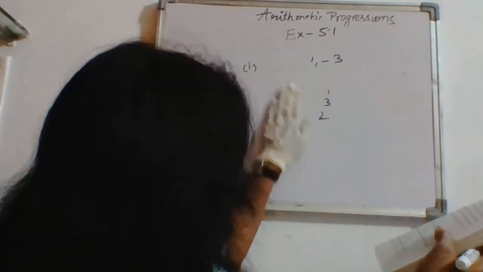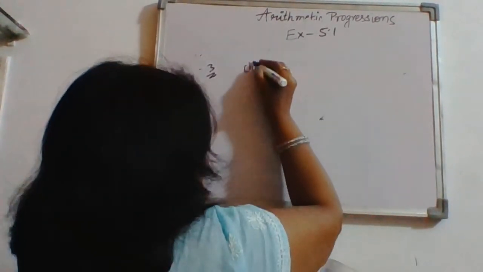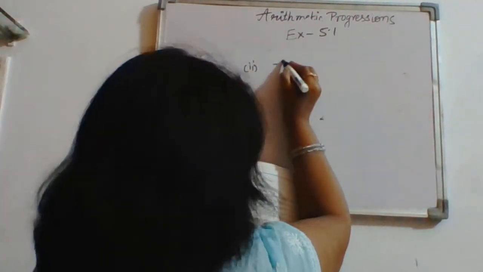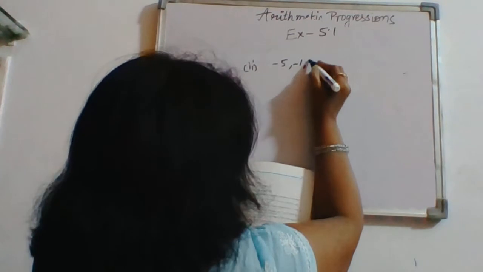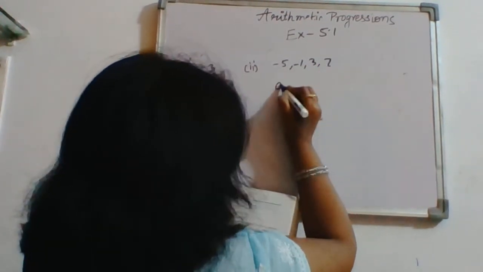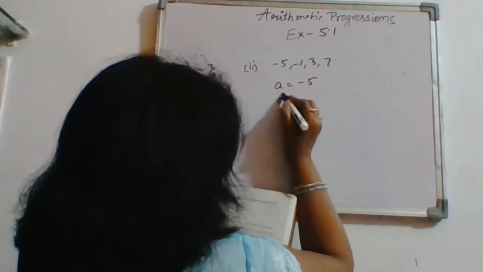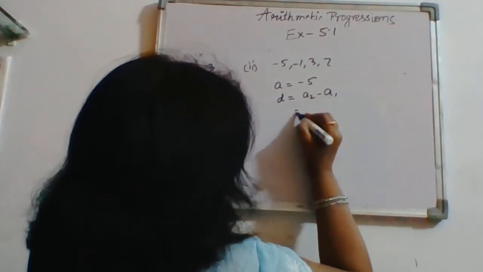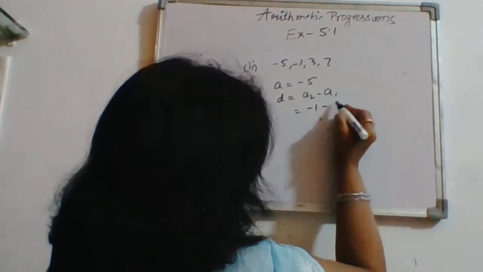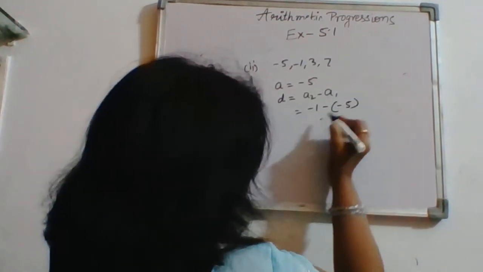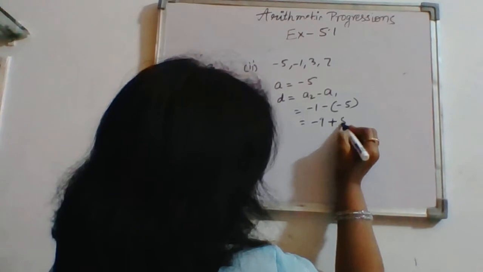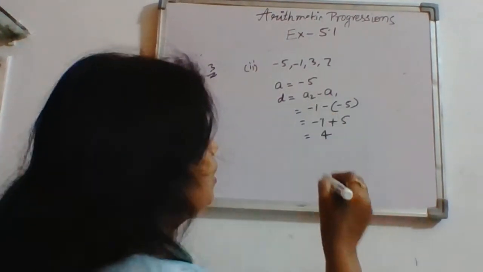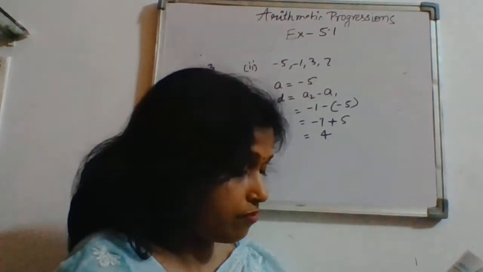Similarly, see the second part. The second part we have minus 5, minus 1, 3 and 7. So A is minus 5 and common difference will be A2 minus A1. So A2 is minus 1, minus 5. Okay, so it will be minus 1 plus 5. This is plus 4. Common difference is 4 and your first term is minus 5.